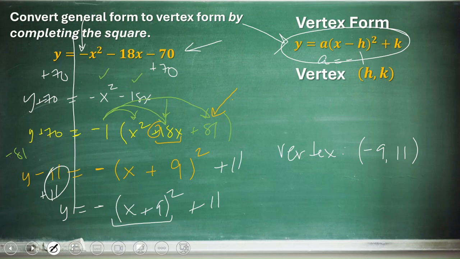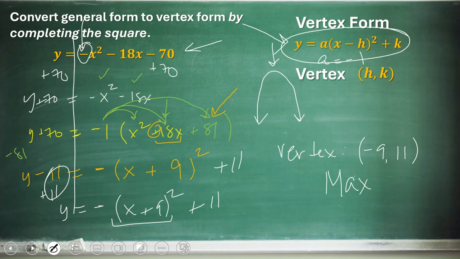Now, this graph is interesting because a is negative 1, right? Remember this? This reflects our graph over the x-axis, which means this vertex is actually a maximum value. It means that my parabola, if I were going to draw it, looks like an upside down U. And this negative 9, 11 is the highest point or the maximum point on the graph.